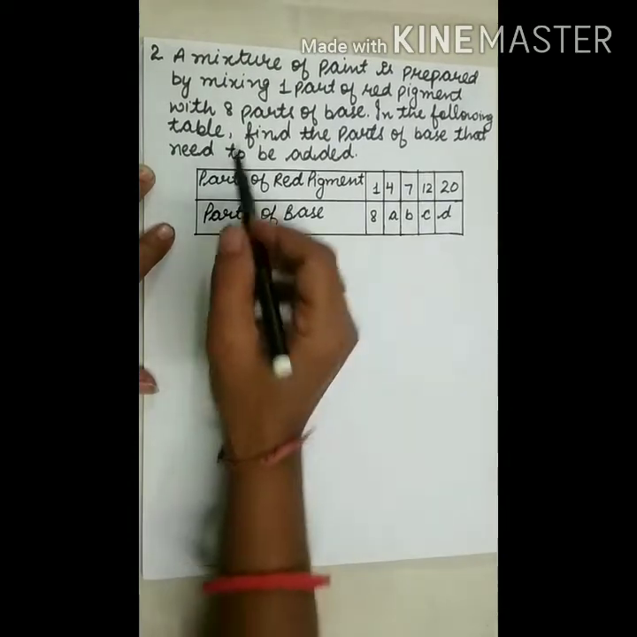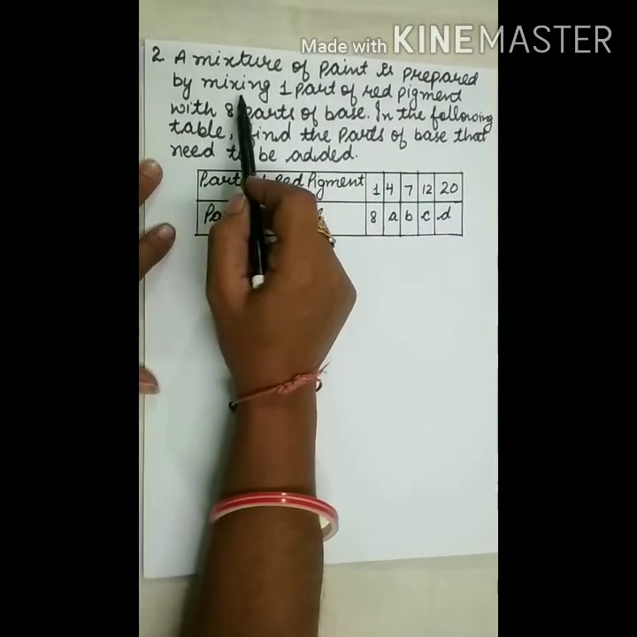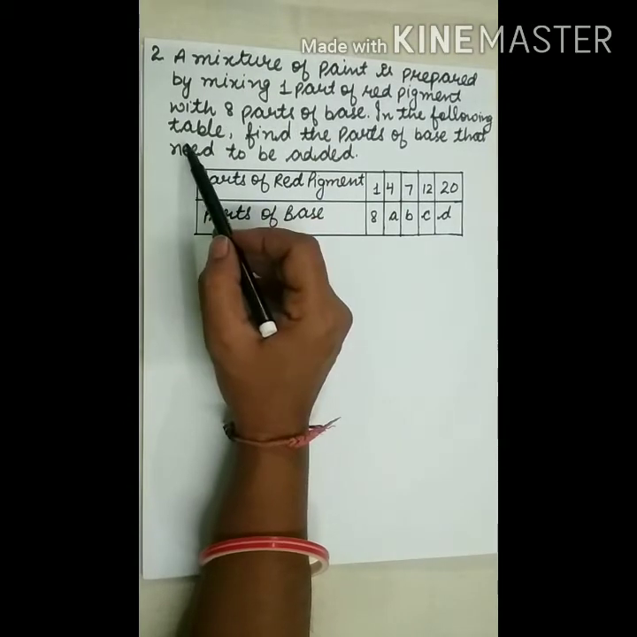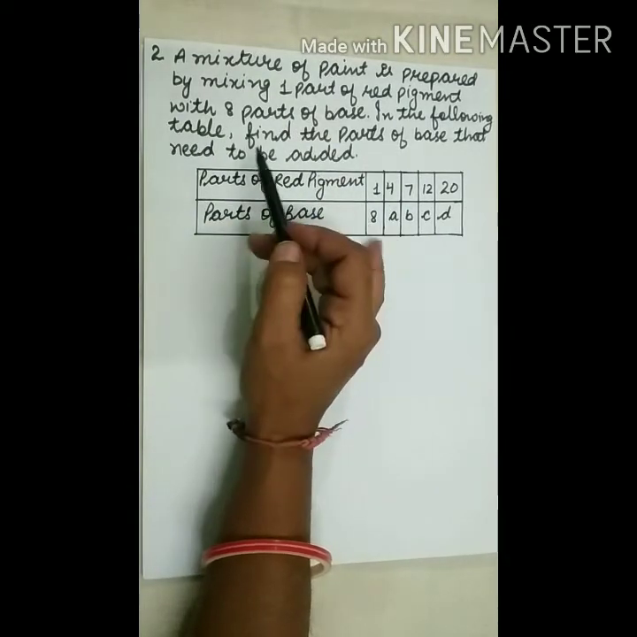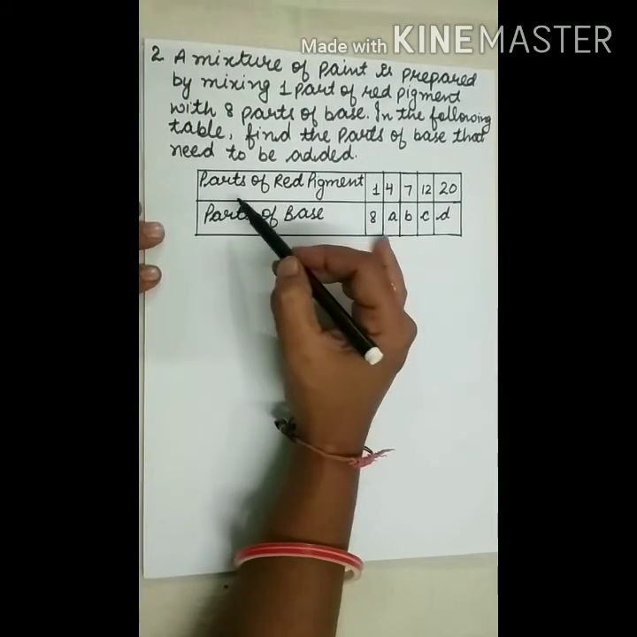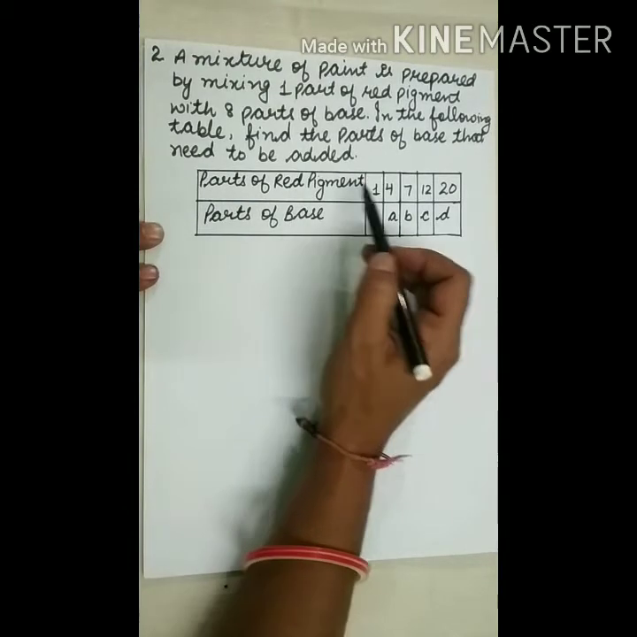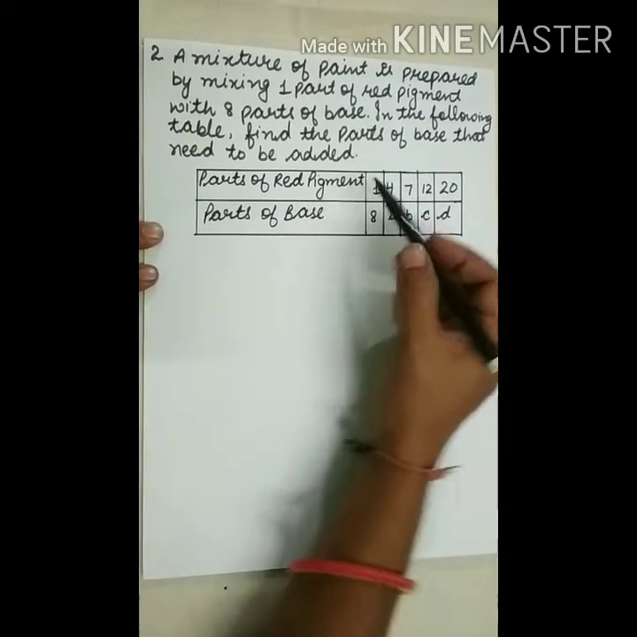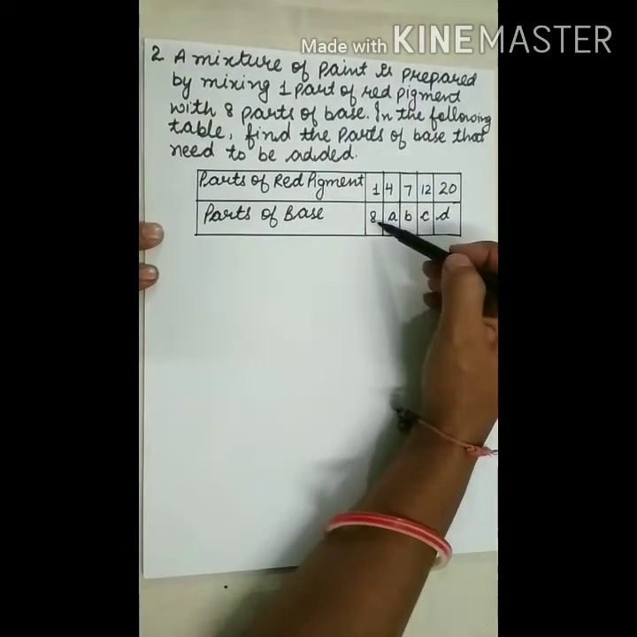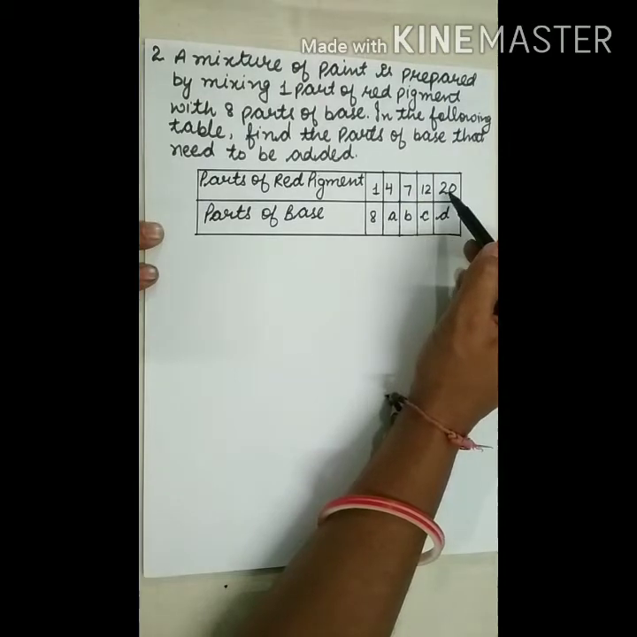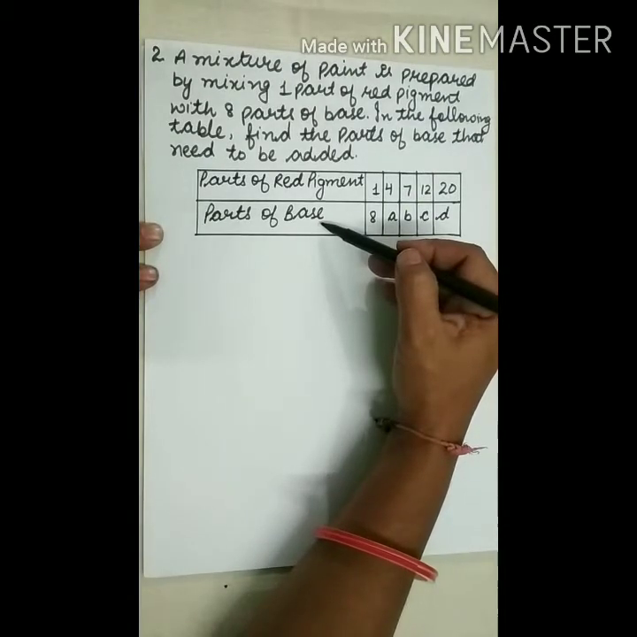Question number 2. A mixture of paint is prepared by mixing 1 part of red pigment with 8 parts of base. In the following table, find the parts of the base that need to be added. Here the table is given as this. Parts of the red pigment are 1, 4, 7, 12 and 20. For 1 part of red pigment, 8 parts of base are required, and we are to find out for the values 4, 7, 12 and 20 how many parts of base are required.